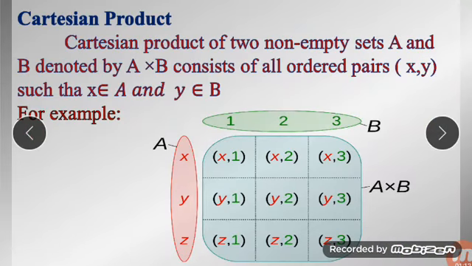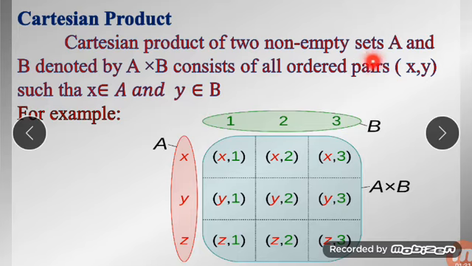Dear students, in the previous class we learned about Cartesian product, that if we are interested to show the relation between the elements of the two sets, that relation can be shown with the help of Cartesian product, and that relation is shown with the help of ordered pairs. So let's revise the Cartesian product.